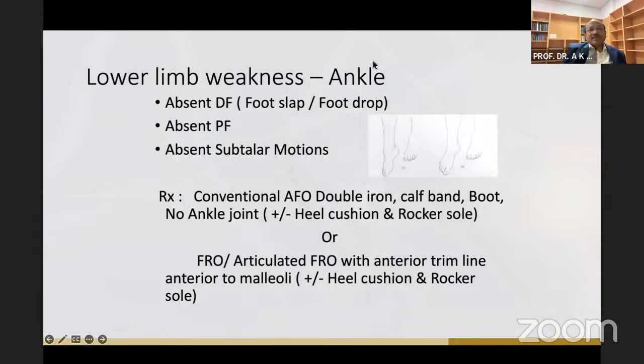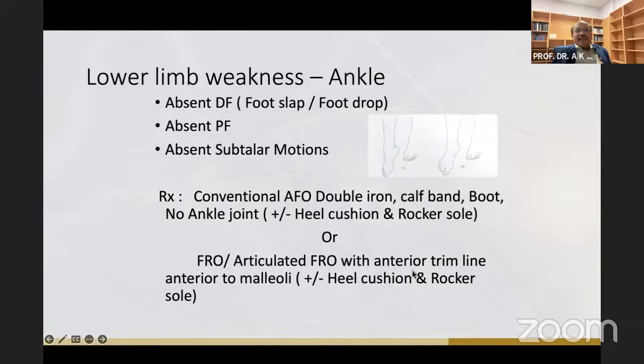Now, the lower limb, or weakness in the ankle. It may be absent dorsiflexors with foot slap or foot drop, absent plantar flexors, or absent subtalar motion. So what are the options? Basically it is the conventional ankle foot orthosis: double iron, cup band, boot, no ankle joint. Because if the ankle joint is abnormal, we don't want to give movement at the ankle joint; it is increased mobility, so we have to negate the ankle. So a boot without an ankle joint, but we can give some heel cushion and a rocker sole. What is the purpose of the heel cushion? I have already discussed. Otherwise, we have to give the FRO or the articulated FRO, or the ankle foot orthosis without ankle joint.